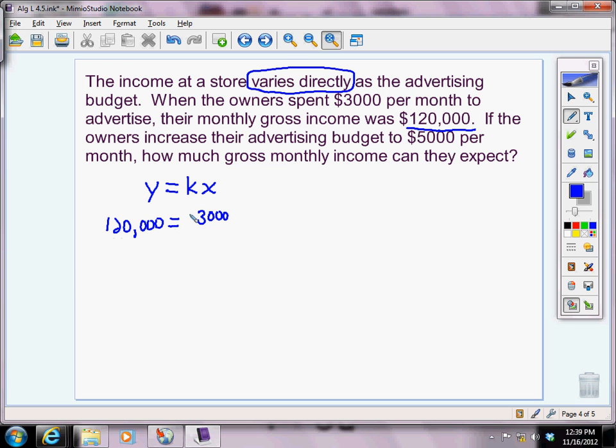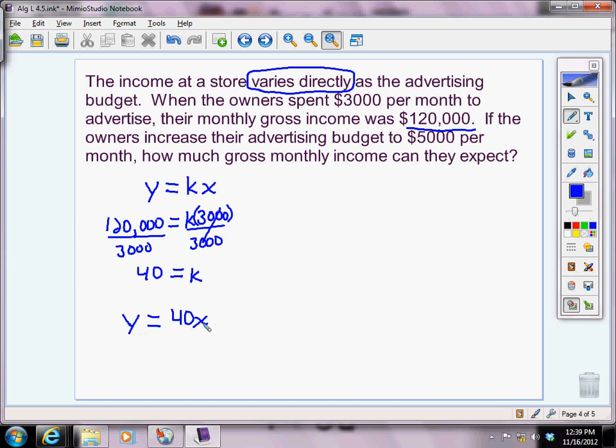And what we've got to figure out is our constant of variation. Again, they vary directly. This $120,000 is dependent on this $3,000. So if we're spending $3,000, we're getting an output of $120,000. Again, X is your input, Y is your output, varying directly. So if I solve this for K, I end up with K equals 40. So our constant of variation is 40.